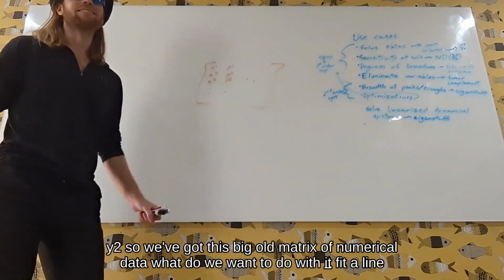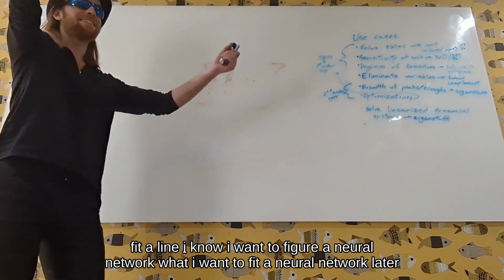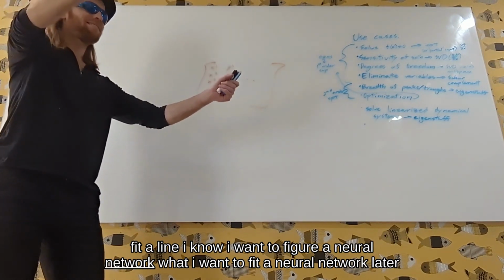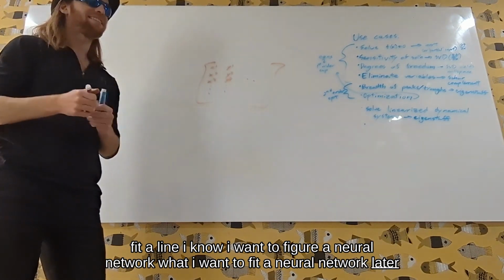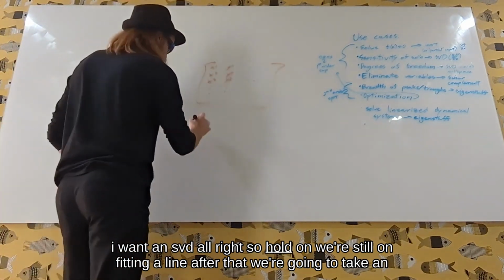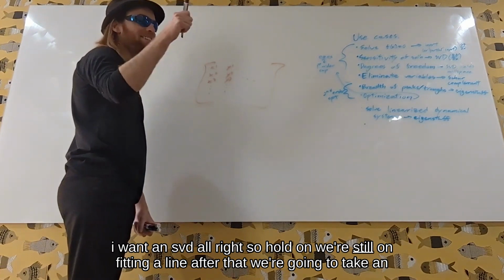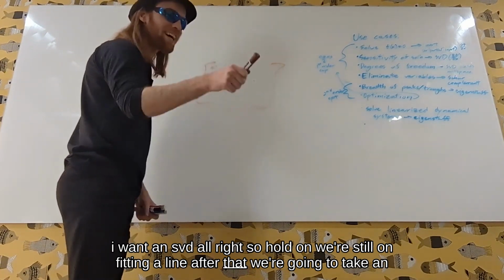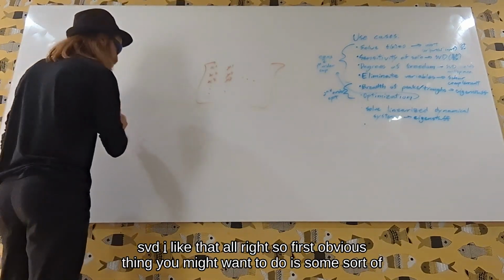What do we want to do with it? Fit a line. I want to fit a neural network. Later. I want to do SVD. All right, so hold on, we're still on fitting a line. After that, we're going to take an SVD. I want to take a continuum list.